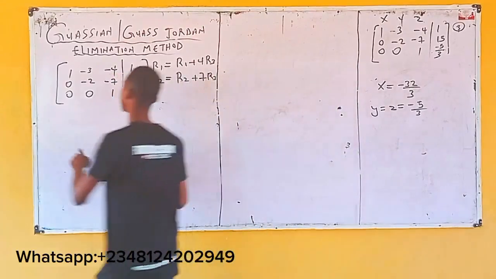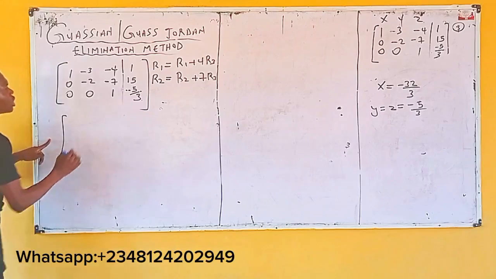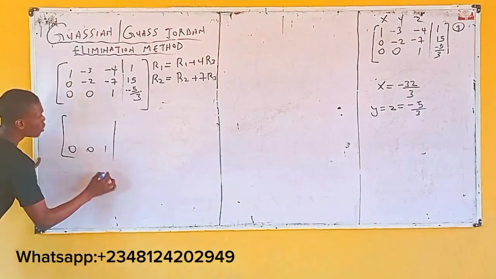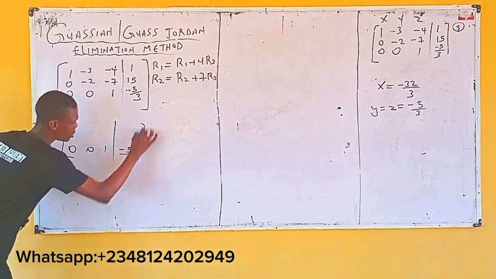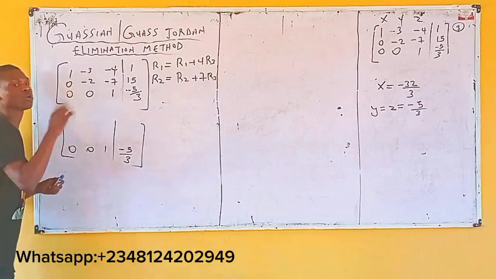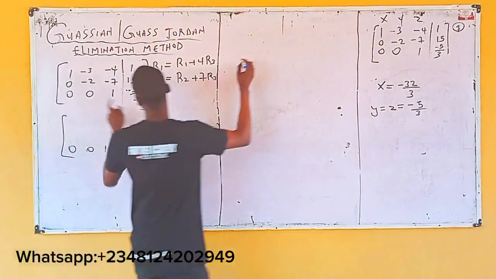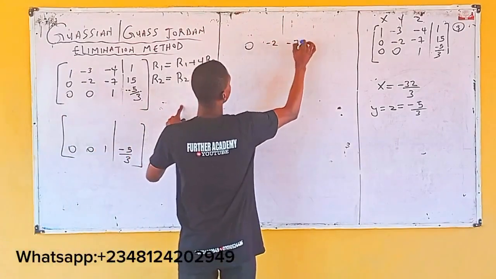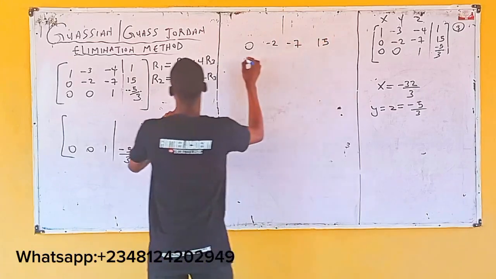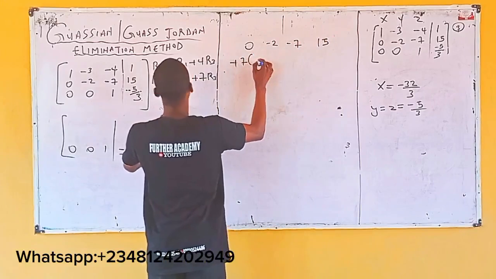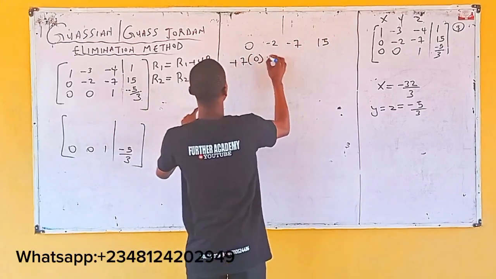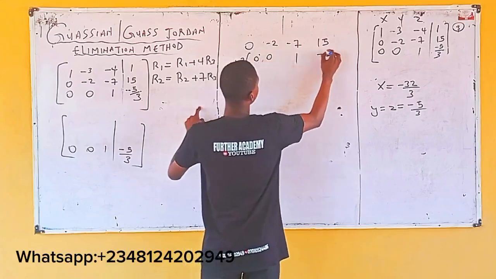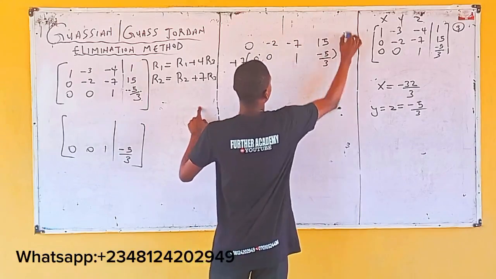Now, let me rewrite my matrix. What do I have? I have the one that is not changing. That's row 3. So write that: 0, 0, 1, negative 5 over 3. So let's solve for row 2 and 1 that will change. For row 2, I have that row 2, which is this guy, 0, negative 2, negative 7, 15, plus 7, all into bracket, row 3, 0, 0, 1, negative 5 over 3.